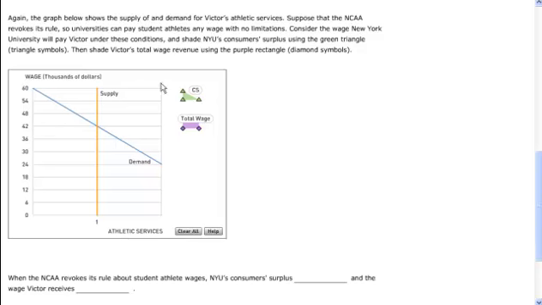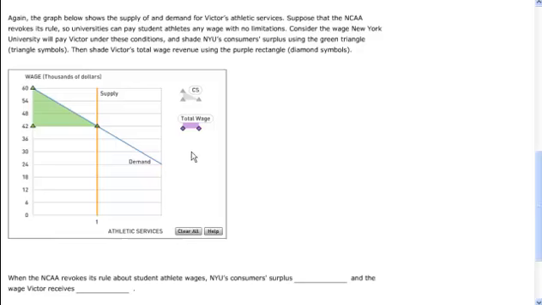First we'll shade in NYU's consumer surplus. So we're going to set this at 42,000, and get this one up to 42,000, and then bring it over to where the supply and demand curves intersect. Then we're going to bring this one all the way up to that 60 point again. And we've got this area now shaded in. This represents NYU's new consumer surplus now that they have to pay the equilibrium wage of $42,000.